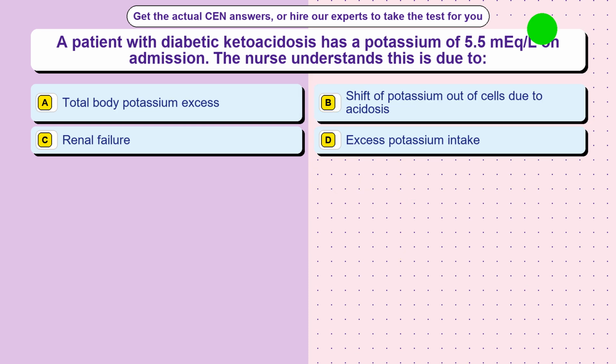Question 66. A patient with diabetic ketoacidosis has a potassium of 5.5 milliequivalents/L on admission. The nurse understands this is due to Option A, total body potassium excess. Option B, shift of potassium out of cells due to acidosis. Option C, renal failure. Option D, excess potassium intake.